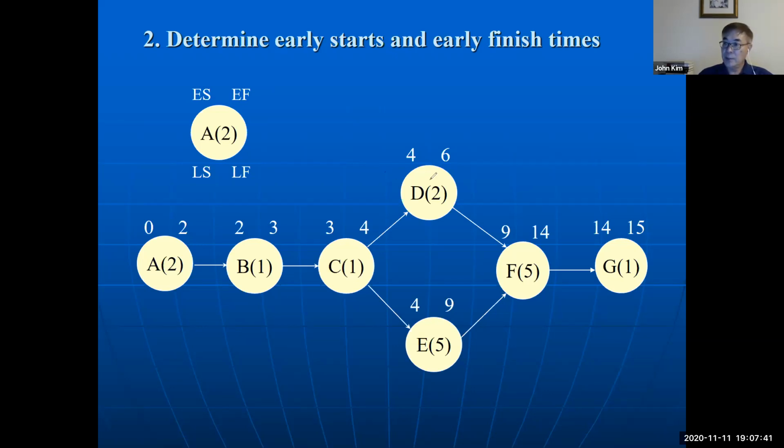Even though activity D finishes in week 6, this one still works. But for activity F, F starts after D and E, so we wait until activity E is finished, and then F can start. So the early start time of activity F is 9, and then it takes 5 weeks, finishing at 14, and so on like this.